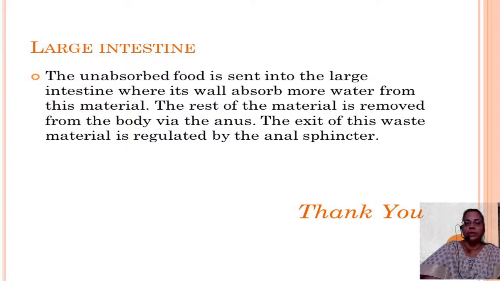coiled region, that is called the large intestine. And when it reaches the large intestine, the needed water will be taken out, and then the roughage, that means undigested fibrous content, which cannot be digested in human beings, as we cannot digest cellulose. So all the cellulose content also will be thrown out, and the rest of the material is removed from the body through the anus. The anus is guarded or regulated by the opening. That opening is called the anal sphincter. So this is the entire process of digestion in human beings.